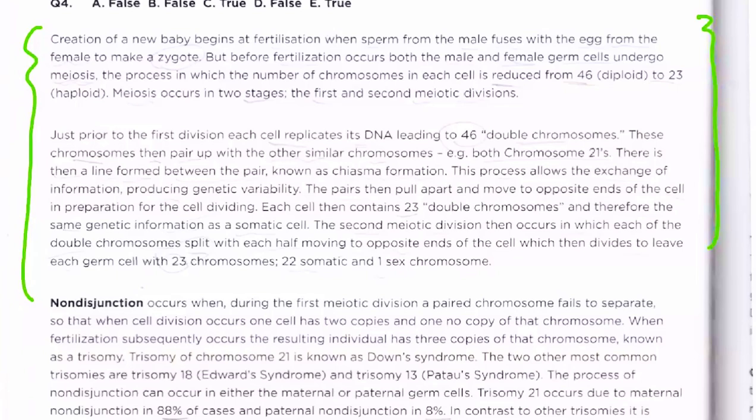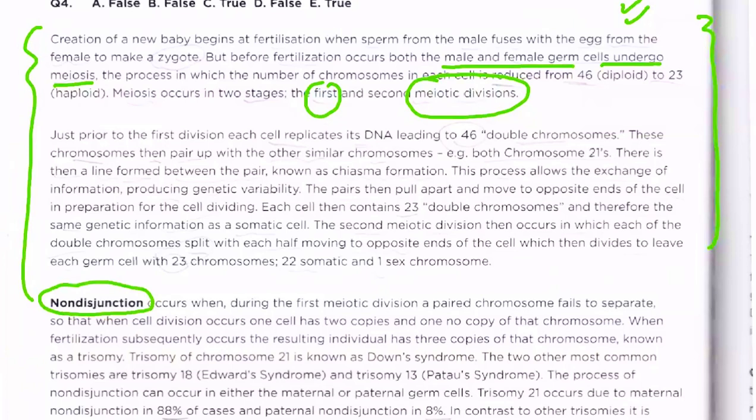Okay, here they have told you how a zygote is formed. Before fertilization, there is also a process of male and female germ cells. They also undergo the process of meiosis. There are two divisions, the first meiotic division and the second meiotic division. In the exam, they may ask you whether non-disjunction is going to happen in the first meiotic or in the second meiotic. The answer is usually the first meiotic division. The paired chromosomes get separated and transferred, one from the mother and one from the father. Okay, non-disjunction, that is the most common cause.